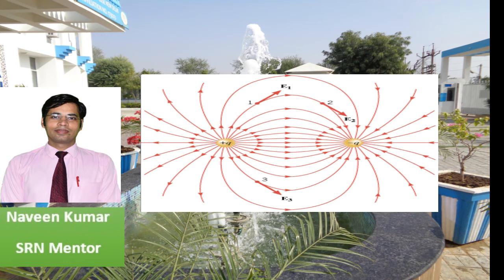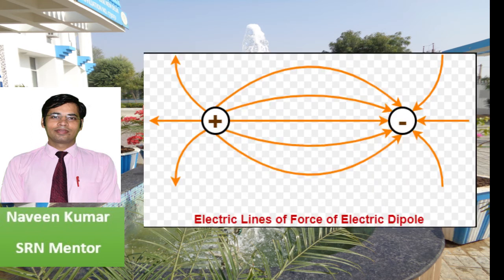The diagram shows the pattern of field lines for two charges that are equal in magnitude but of opposite sign. This configuration of charges is called an electric dipole. The charges attract each other because they have opposite polarity.